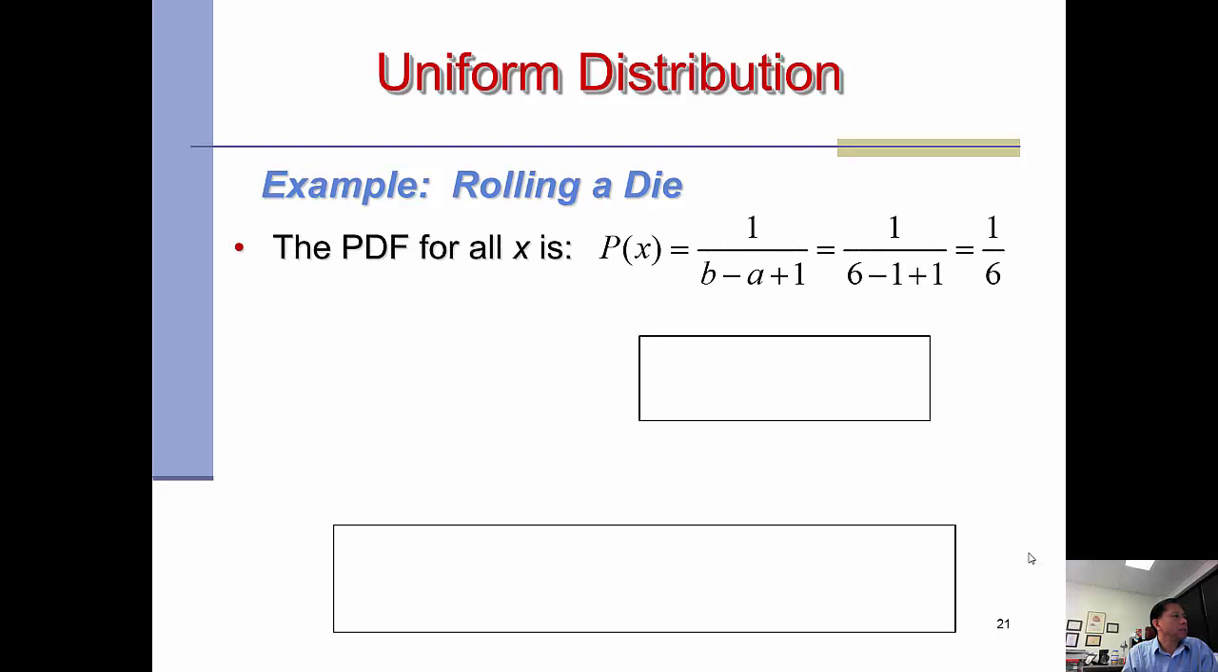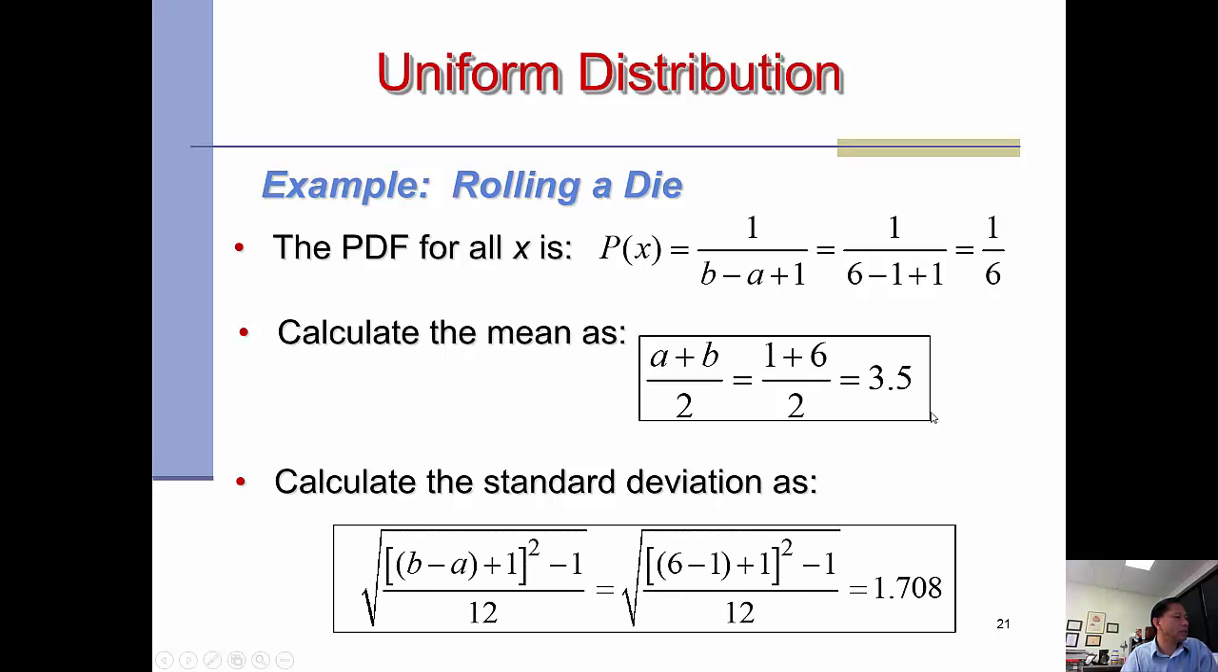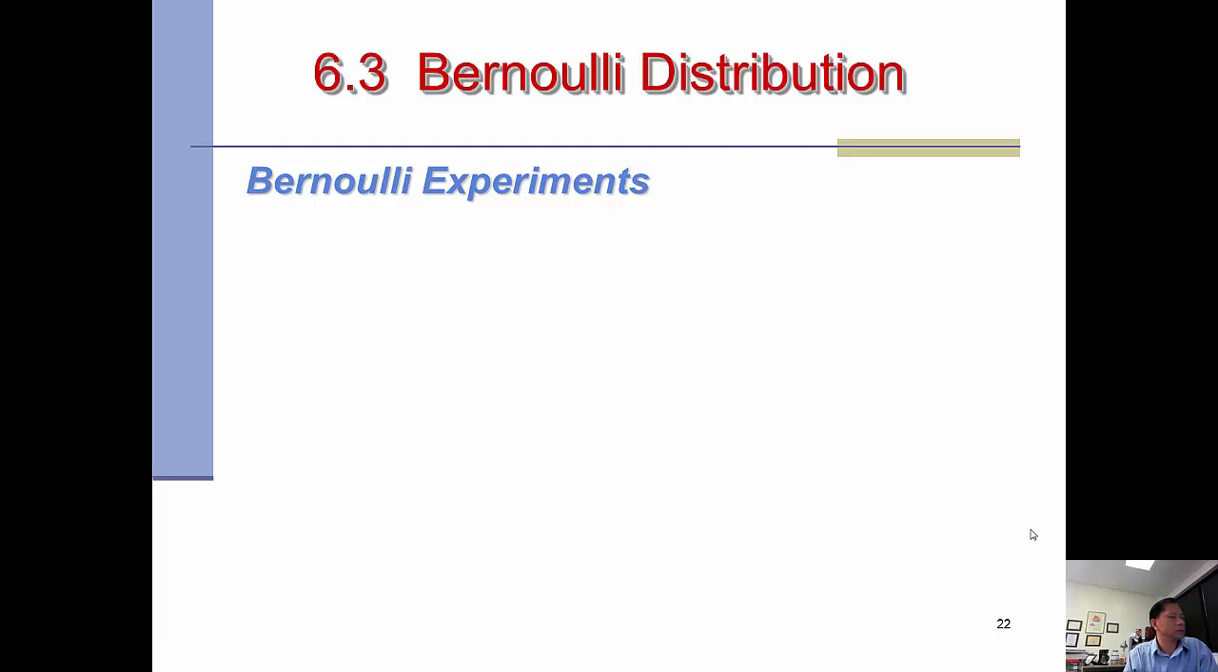Let's look at the PDF for a rolling die. It is P(x) = 1 over B minus A plus 1. In this case, B is 6, A is 1. So 6 minus 1 plus 1 is 6, so it's 1 over 6. We already know that. The mean is (A plus B) divided by 2. 1 plus 6 divided by 2 is 3.5. And the standard deviation, when we plug in the numbers, will give you 1.718. That's for a uniform distribution.